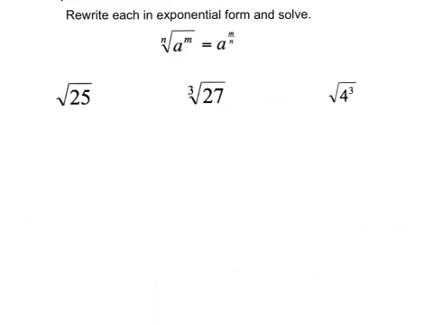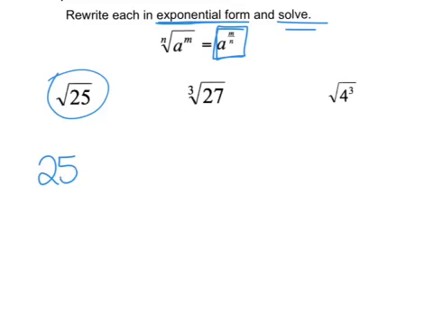So, jumping into the new stuff today, we have to rewrite each problem in exponential form. So we're going to make it into an exponent problem, and we have to solve. So, rewriting the square root of 25. Remember, we're going to have 25. The power is 1. The index is 2. So we would rewrite it as 25 to the 1/2, which we should all know is just 5.